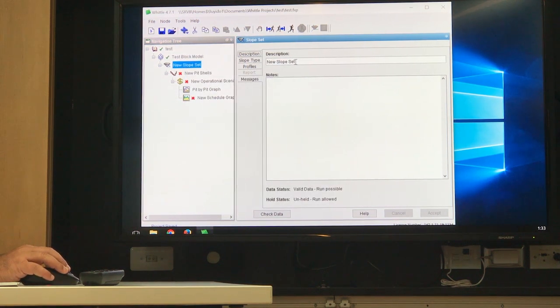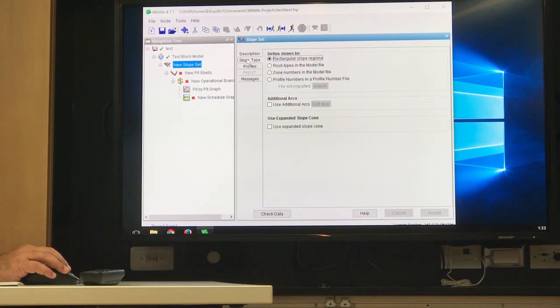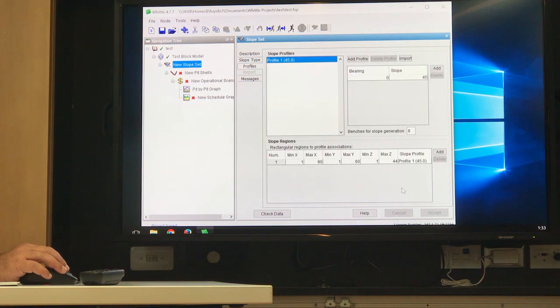Now, again, I could put different descriptions, depending on what kind of methods I'm going to use for assigning these slope sets. There are different ways of defining slopes, either by rectangular slope region, by rock type, by zoning or profiling. When you go with rectangular slope region, and if I click go to profiles, you need to basically identify in your block model different rectangular areas or zones that you want to assign different slope angle to those specific regions.